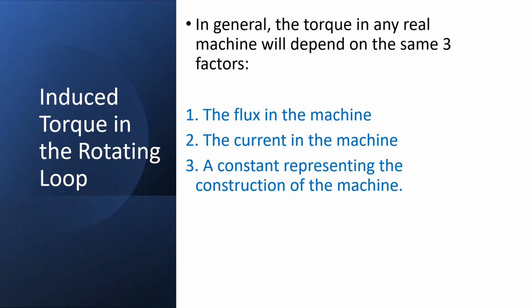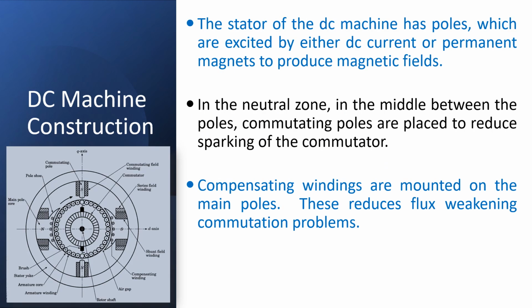Then also in general, the torque in any real machine will depend on the same three factors: the flux, the current, and the constant representing the construction of the machine. Okay, for the DC machine construction, the stator of the DC machine has poles.